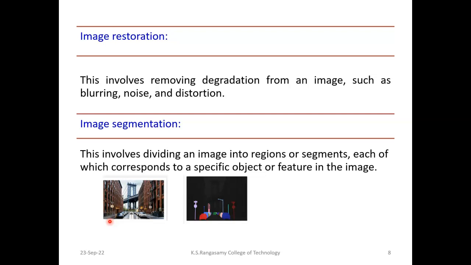The fourth one is image segmentation. This involves dividing an image into regions or segments, each of which corresponds to a specific object or feature in the image. Here, we see an example: we have our input image, and the second image is the segmentation. It is based on objects, regions, and segments, to segregate based on the features or specific objects from an image.